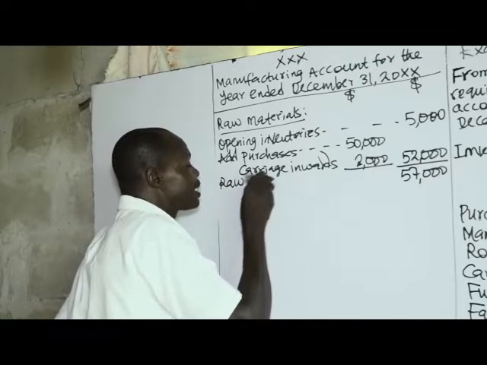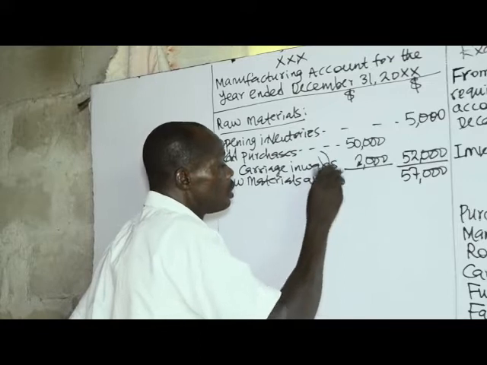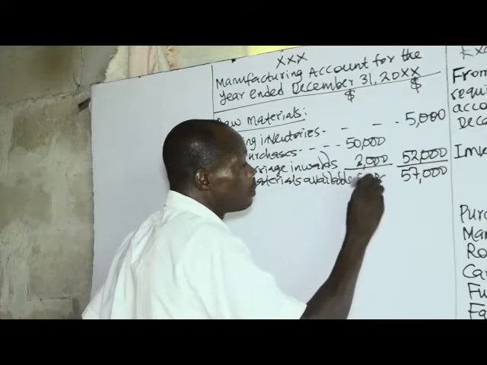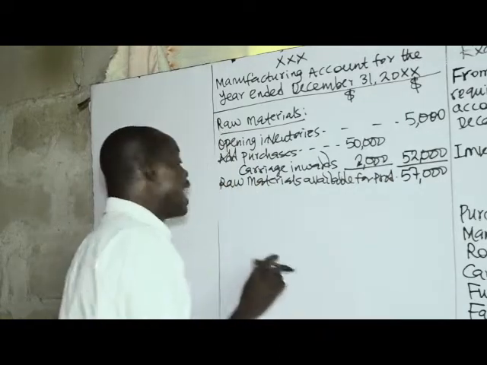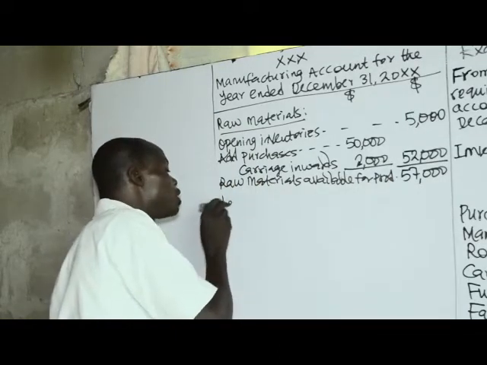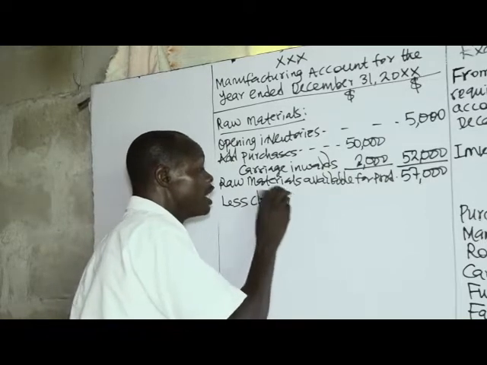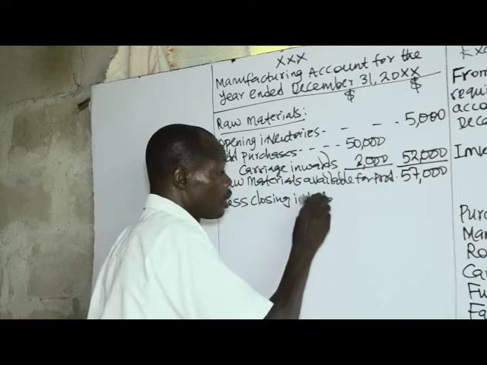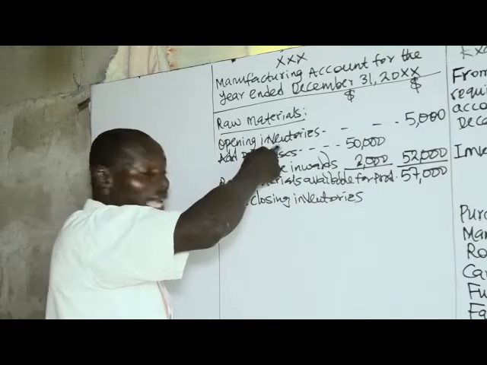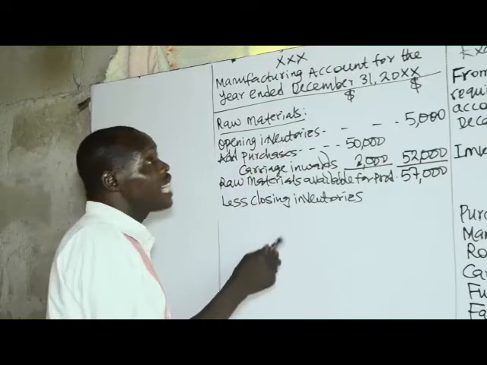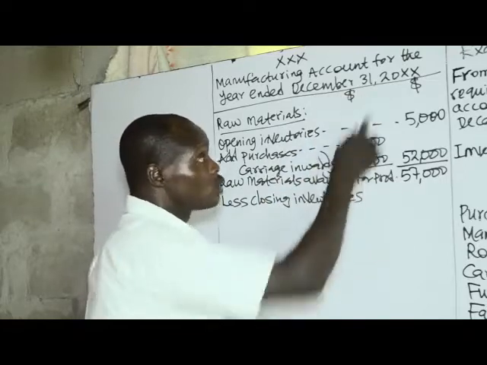This $57,000 represents raw materials available for production. After raw materials available for production, the next thing is to less the closing inventories of raw materials. The inventories, that is stocks, as at the end of the accounting period. Remember, the end of the period is December 31st, 20XX.